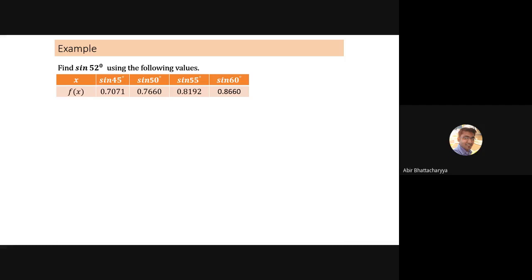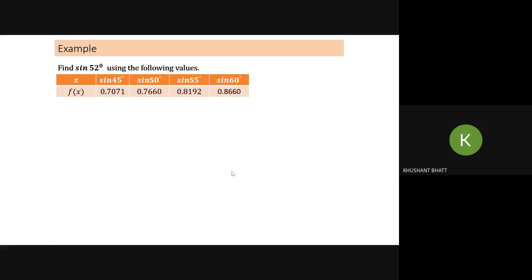Please read the question carefully. You have to find sine of 52 degrees using the following values. The table given here has four different x values and four y values. So how many data elements are there? Total four. Now my first question to you: depending on the data set, can anyone tell me up to what order of the forward difference operator we have to go?